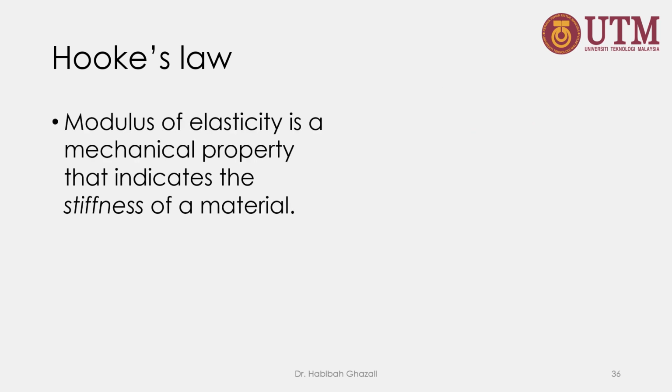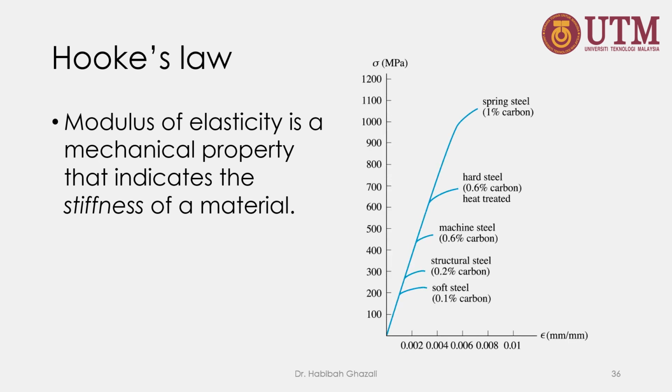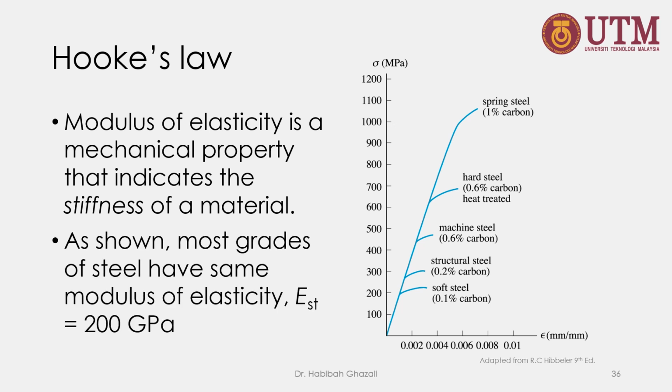So the modulus of elasticity is the mechanical property of materials that indicates the stiffness of the material. For example here, most grades of steel have the same modulus of elasticity, which is 200 gigapascal. So no matter how many times you shape these materials or perform a forming process on them, the modulus of elasticity of the material will not change. It is the intrinsic property of that particular material.